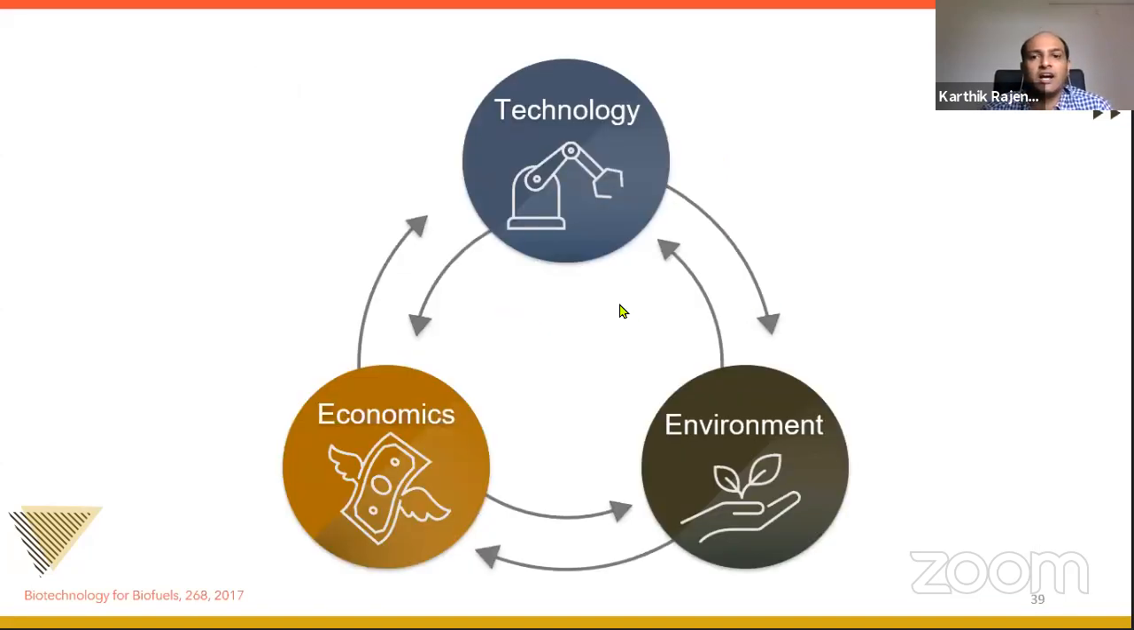With this, I almost come to the end of this presentation. We have different aspects that we have to consider. One is the technology side, which is what we have been doing for several decades in terms of laboratory work. We have been doing shake flasks, pilot fermentations, and so on. We have been studying gene level information, and so on.